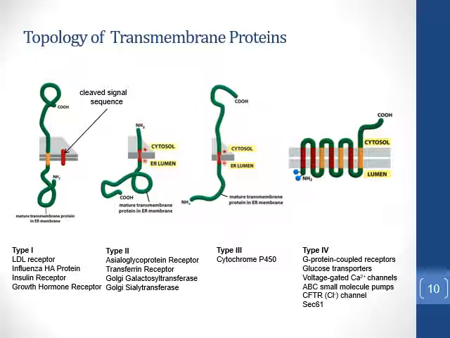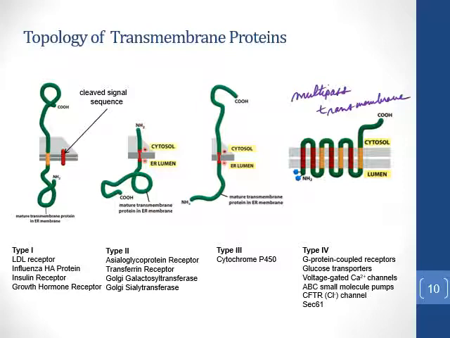Now that's type 1, 2, and 3. Let's look at type 4. Now type 4 is a multi-pass. Multi, of course, just meaning many. So there are many segments that are going to pass through the membrane. So it's a multi-pass transmembrane protein. There are a lot of these.